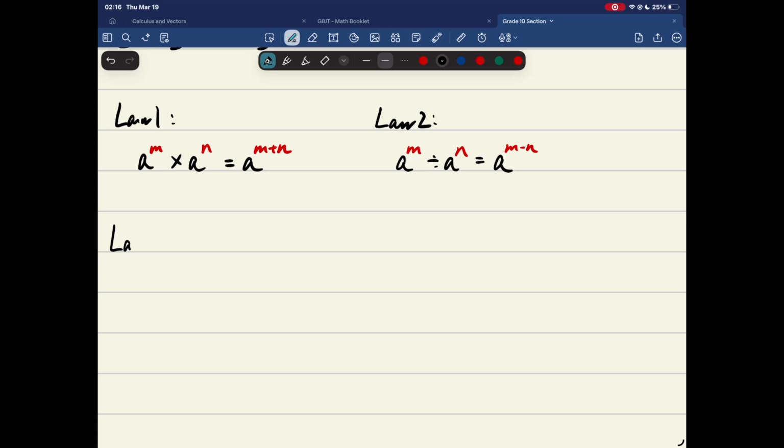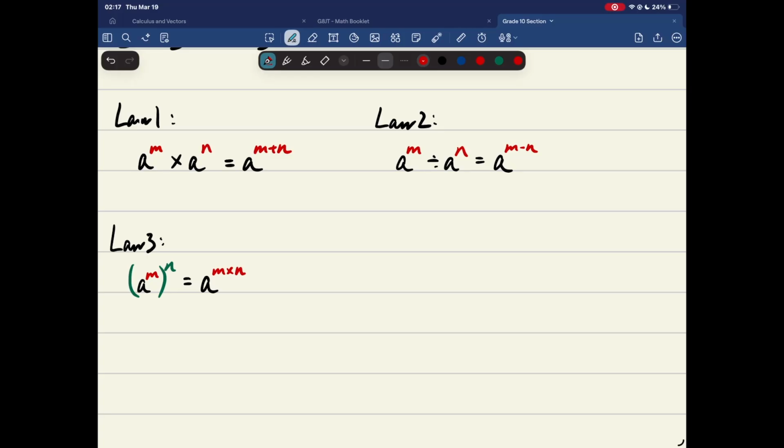The third law, law 3, will be power of a power. So there's a to the m power, and there's a big bracket, n power. So this will equal a to the m times n power.